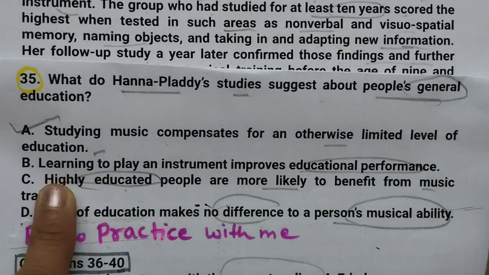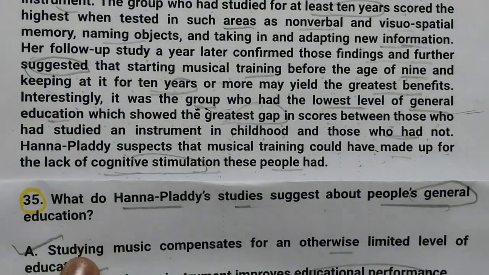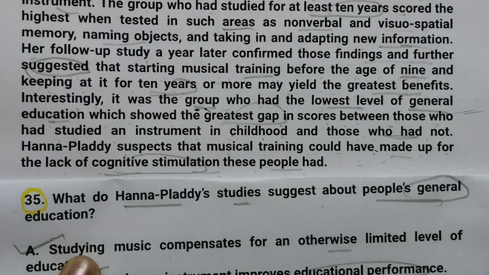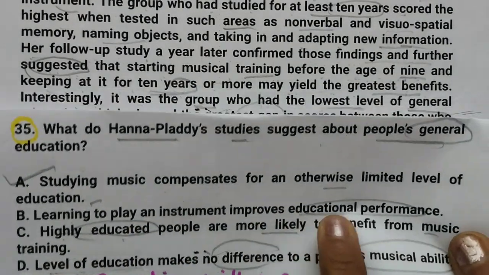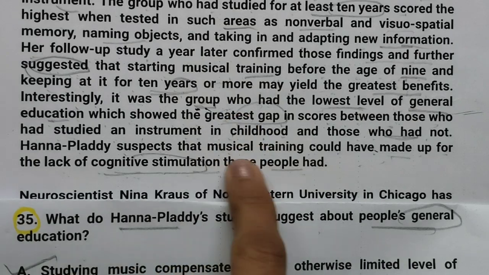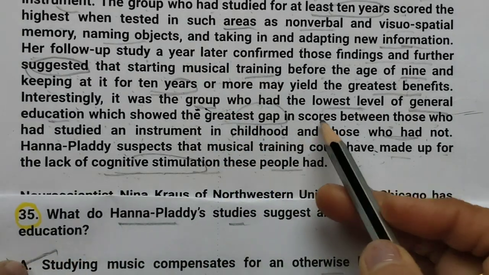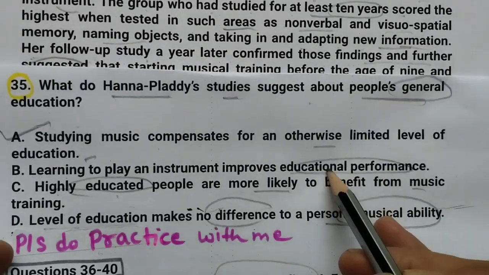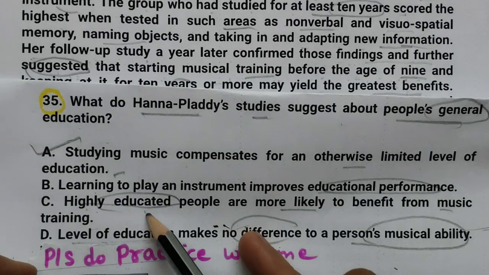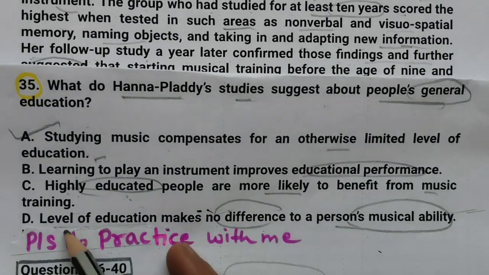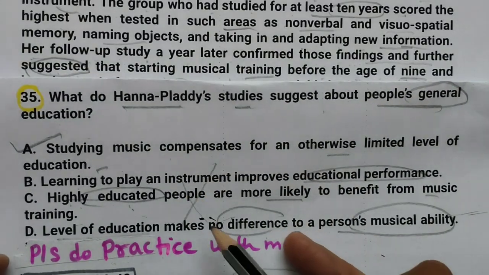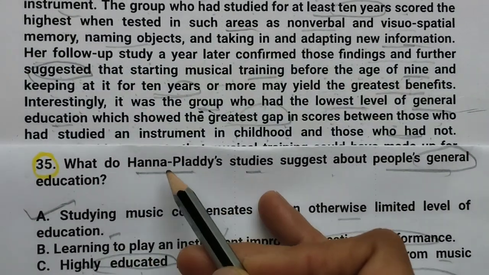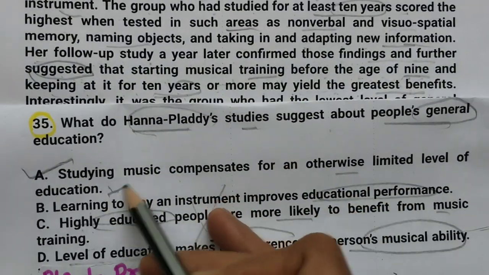So we can select one, because clearly you can see this. You can read this paragraph. Nothing is given about improves educational performance. See this, you can read it. There is no description that it improves educational level. There is no description that highly educated people are more likely. Level of education makes no difference to persons. They are not describing like that in this paragraph where this person's name is there. So we can select this one.